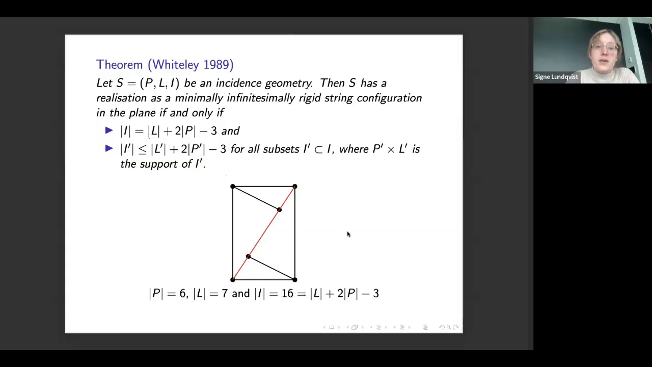These string configurations are also characterized, again, by Whiteley. So an instance geometry has a realization as an infinitesimally rigid string configuration of the plane if and only if these counts are satisfied. And what these counts say is precisely that the rows of the matrix MS raw are independent, and that the kernel is 3-dimensional. If you look at this string configuration from the last slide, it satisfies these counting conditions and is minimally infinitesimally rigid.